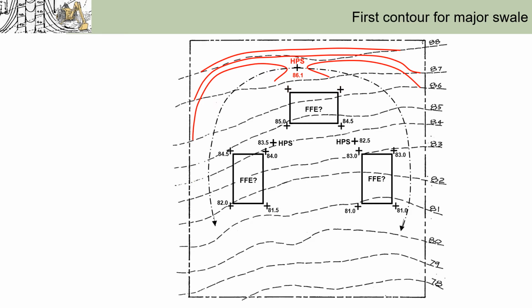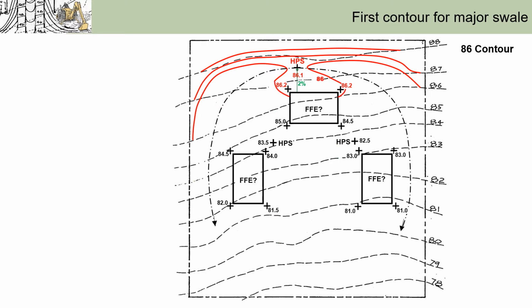So next, we move forward to setting those two spots. They can be determined by calculating a 2% slope over this distance. So let's say they're roughly 86.2. Okay? Now we can complete the remaining portion of the 86 contour.